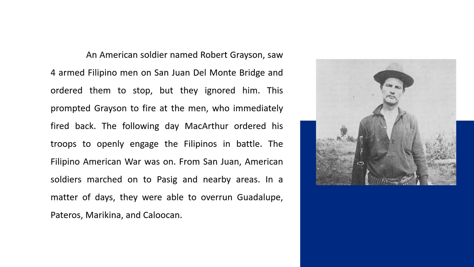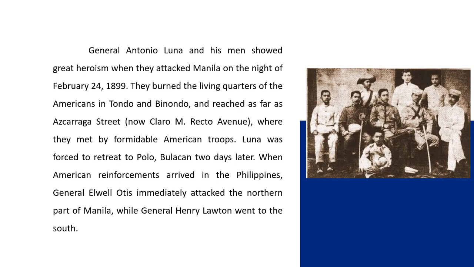From San Juan, American soldiers marched on to Pasig and nearby areas. In a matter of days, they were able to overrun Guadalupe, Pateros, Marikina, and Caloocan. General Antonio Luna and his men showed great heroism when they attacked Manila on the night of February 24, 1899. They burned the living quarters of the Americans in Tondo and Binondo and reached as far as Azcarraga Street, now Claro M. Recto Avenue, where they were met by formidable American troops. Luna was forced to retreat to Polo, Bulacan 2 days later.